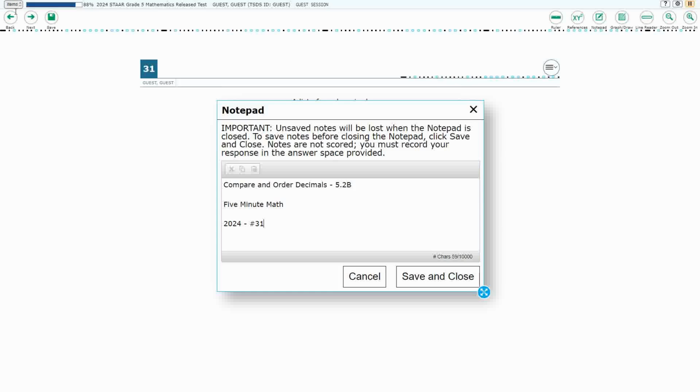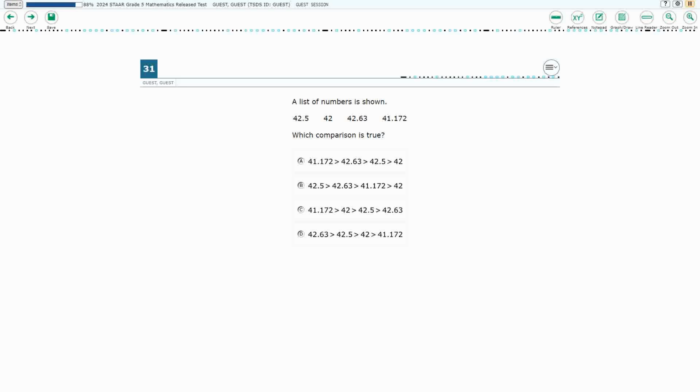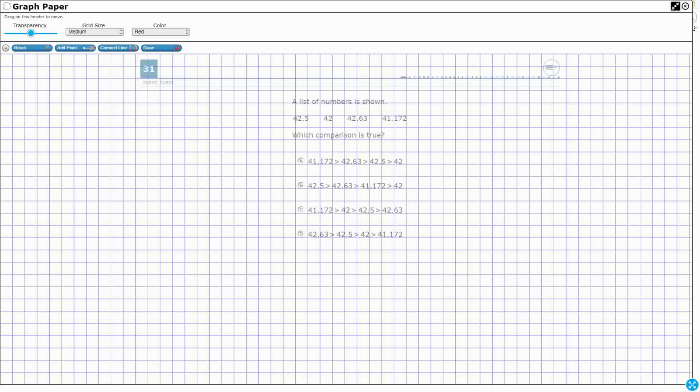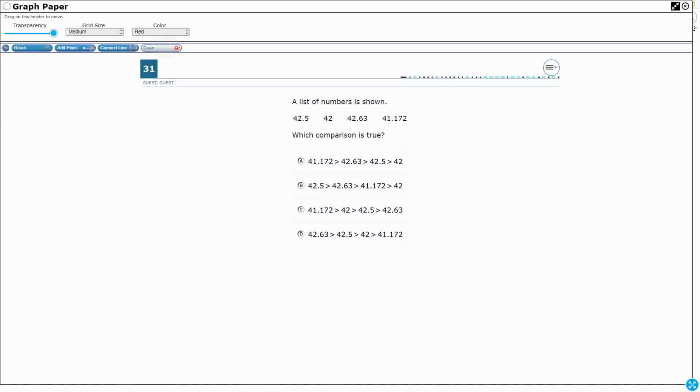Today we are looking at the fifth grade concept of comparing and ordering decimals. This is standard 5.2b in the great state of Texas, and we are using item number 31 of the 2024 released STAAR test. If you haven't done so already, please go ahead and take a moment to pause the video, work this problem out on your own, unpause it, and we will look at our answers together.